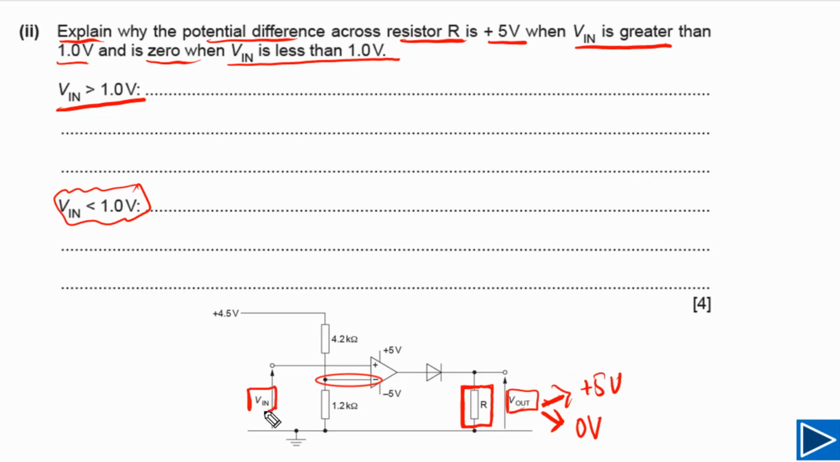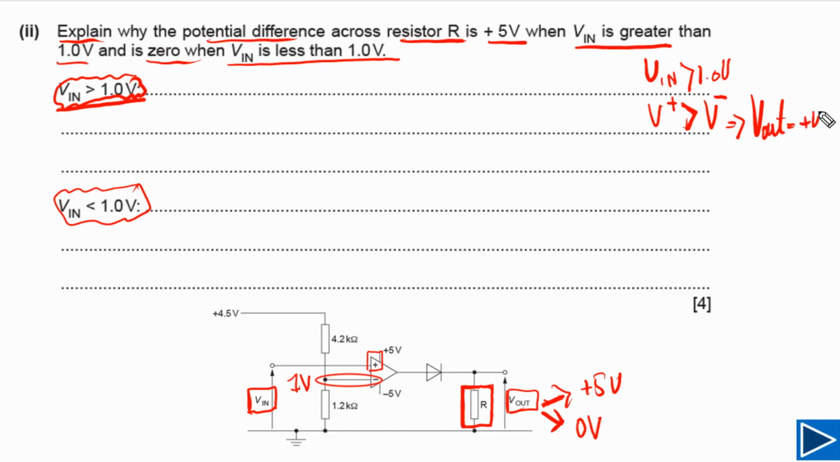So V in is given to the non-inverting terminal, and at the inverting terminal this potential is fixed. This is 1 volt. Now the first thing you need to understand is the first case: when V in is greater than 1.0 volt, it simply means that the non-inverting terminal potential is greater than the inverting terminal. So what will be the output? The output V out in this case will be positive.